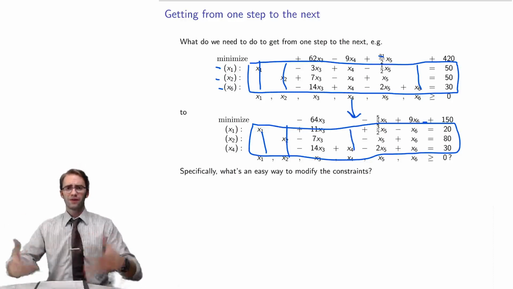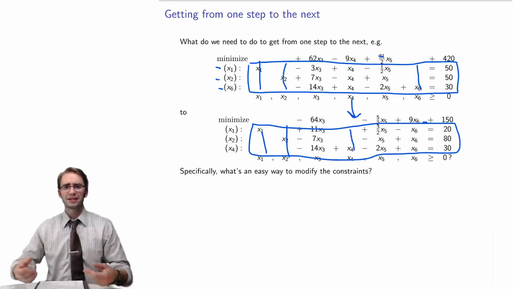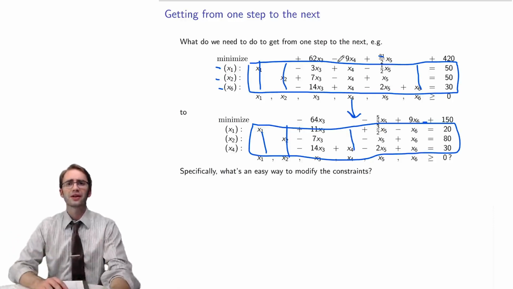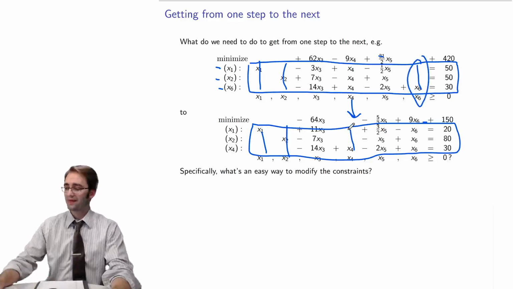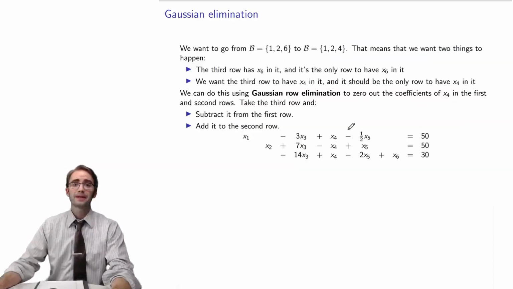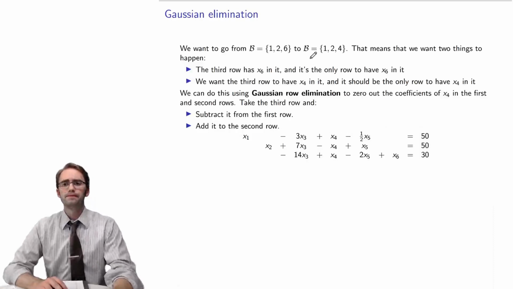So you want to reflect this idea that the 6 is going away, and the 6 no longer has this special status, and that it's now x4 that's going to have this special status. Okay, so how does this happen? What are the two things that we want to have happen?